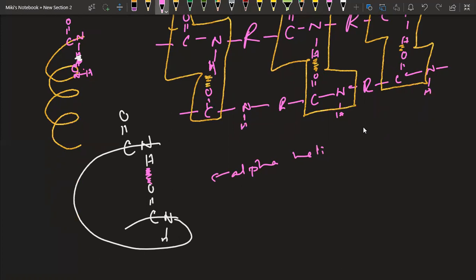Wait, what is the name? I can't even pronounce it. Let me search it up because I'm not sure what I've written. Alpha helix, yeah, alpha helix structure. Yeah, it's alpha helix structure.